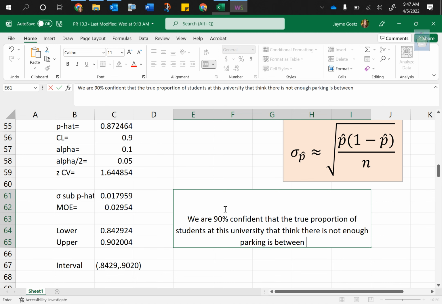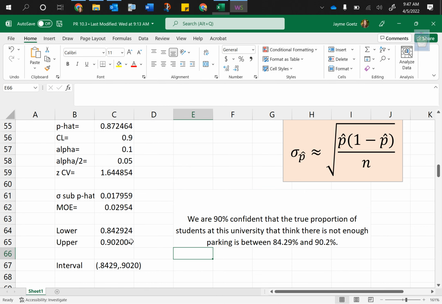Would that make more sense to us? So instead of 0.8429, what would that be as a percentage? 84.29%, and 90.2%. We are 90% confident that the true proportion of students at this university that think there is not enough parking is between 84.29% and 90.2%. So I'm going to ask you this question. If you were the university president, would this be a problem to you? That's a very high percentage of your student body that thinks there's not enough parking. That's a problem you should probably fix.